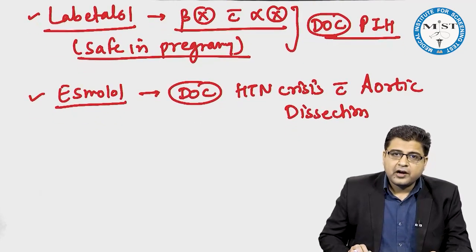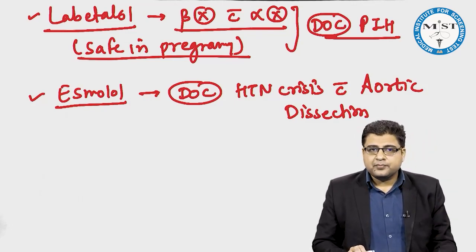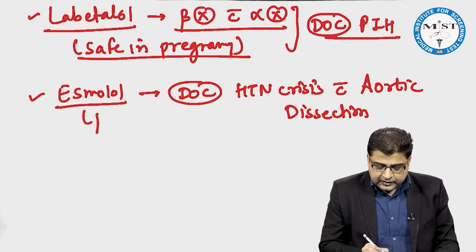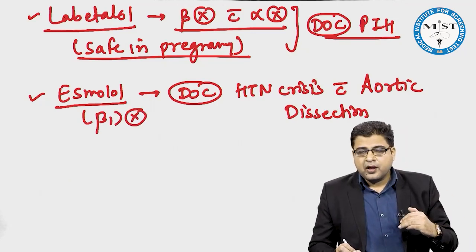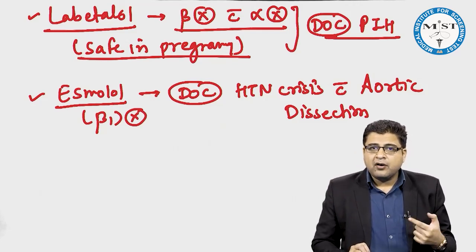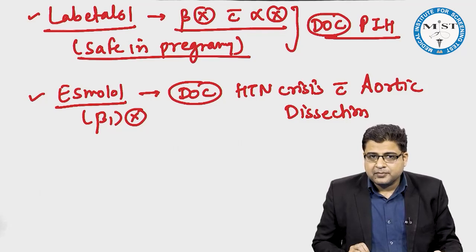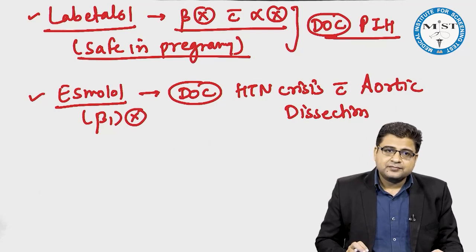So in patients of aortic dissection, what exactly happens? Whenever we give esmolol, esmolol will reduce the cardiac output. Esmolol is a cardioselective drug, blocks beta 1 receptor, reduces cardiac output. And when less blood flows towards the aorta, there is rapid healing of the dissection which has already taken place. So esmolol is a very good drug for the treatment of hypertension associated with aortic dissection.